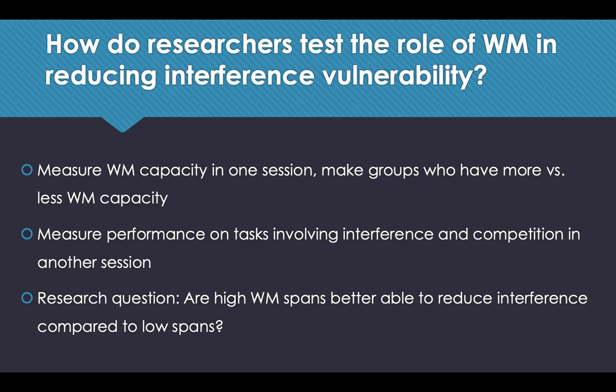We'll measure working memory capacity in one session, make groups who have more versus less working memory capacity. You then measure performance on tasks involving interference and competition in another session. And our research question would be, are high working memory spans better able to reduce interference compared to low spans?